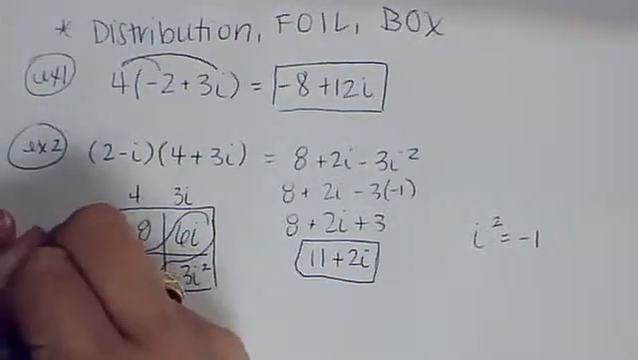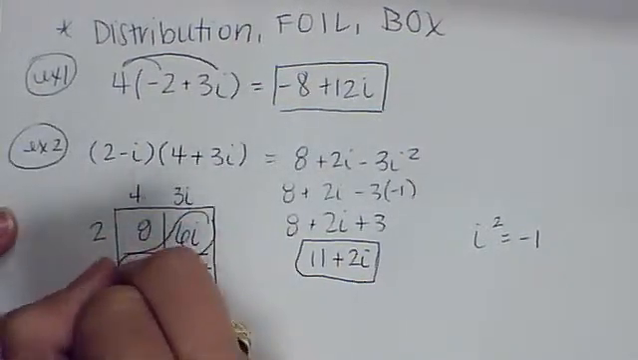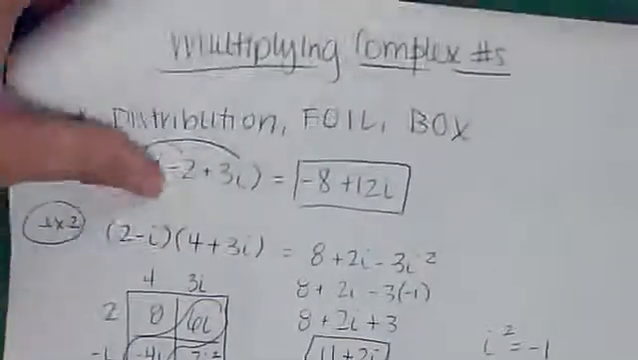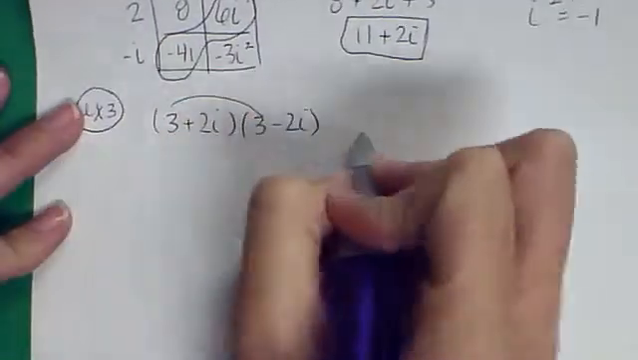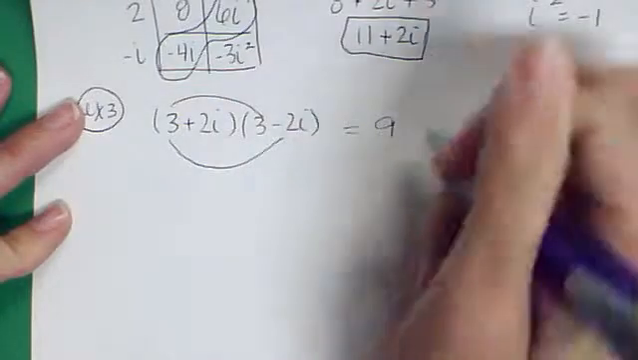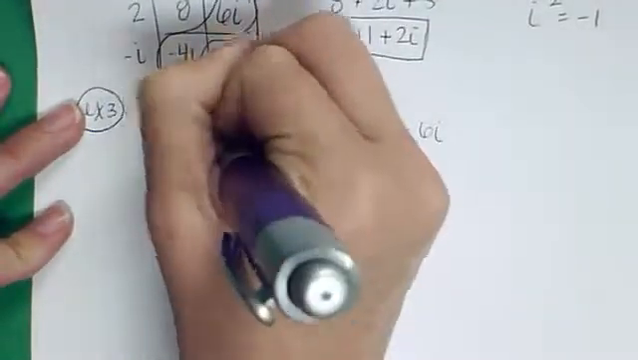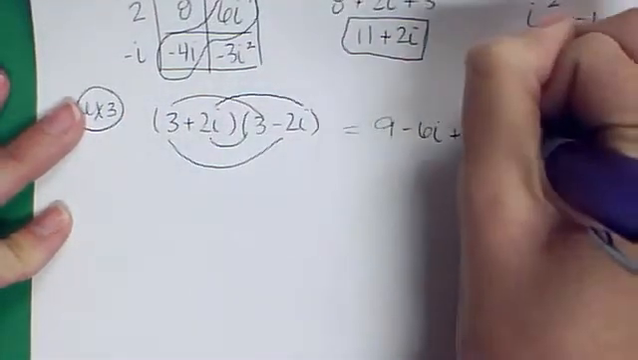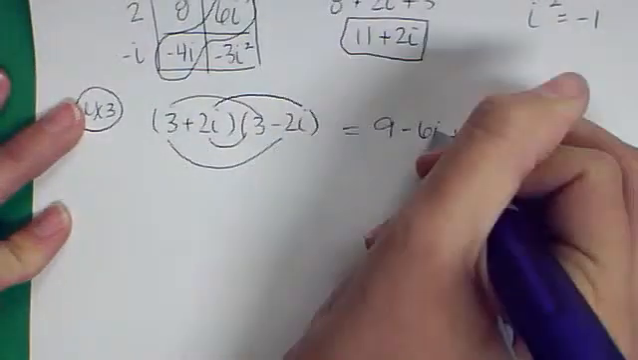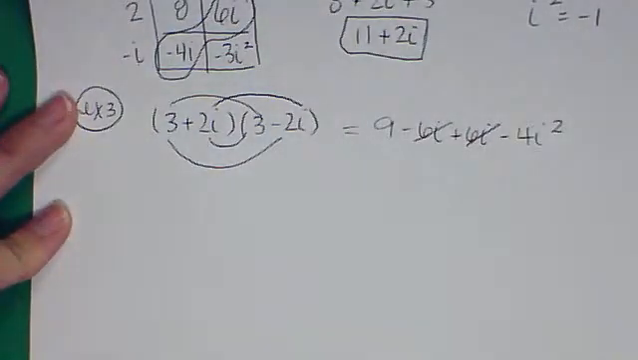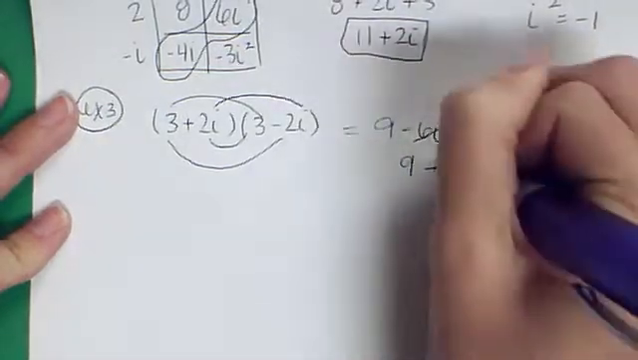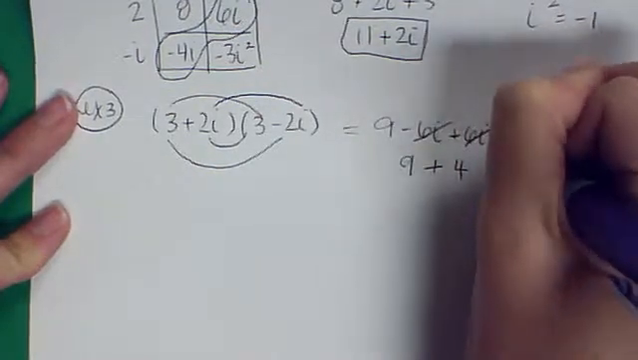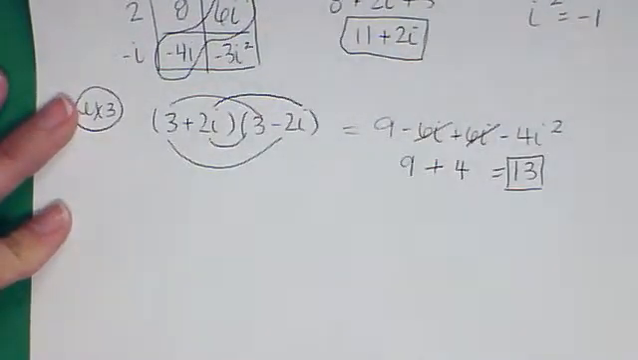Example number 3. Let's do one with FOIL. 3 plus 2i times 3 minus 2i. If I do that, and I want to use FOIL to solve, I'm going to do 3 times 3, which is 9. 3 times negative 2i, which is negative 6i. 2i times 3, which is positive 6i. 2i times negative 2i, which is negative 4i squared. The middle terms will cancel because they're opposite. And then I have 9 plus 4, because negative 1 times negative 4 is positive 4. And 9 plus 4, of course, is 13. And that's my final answer.